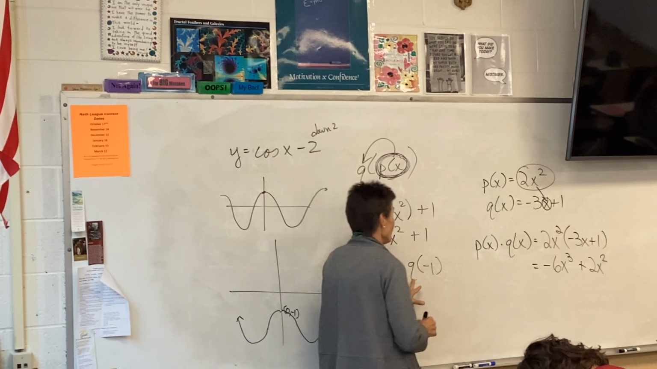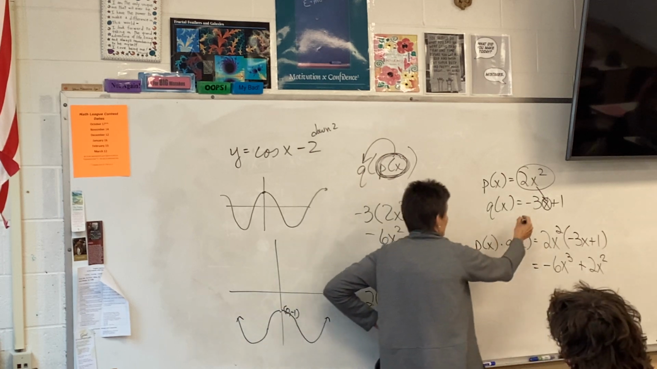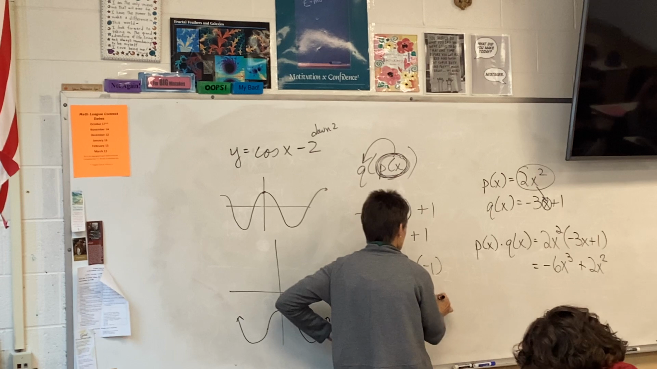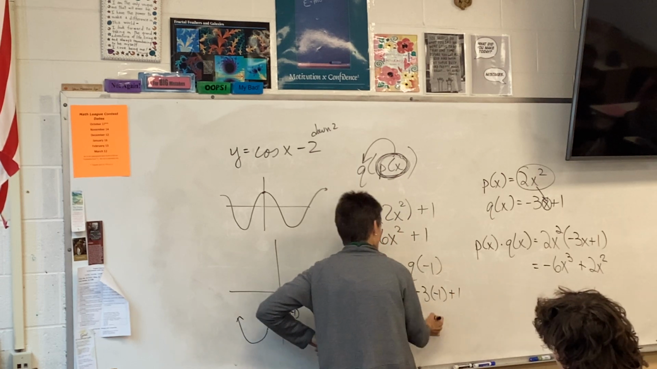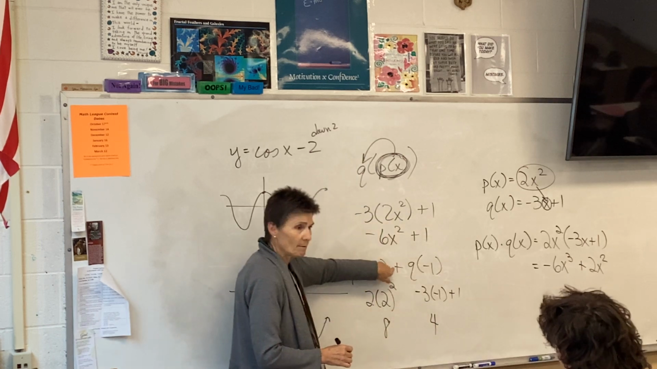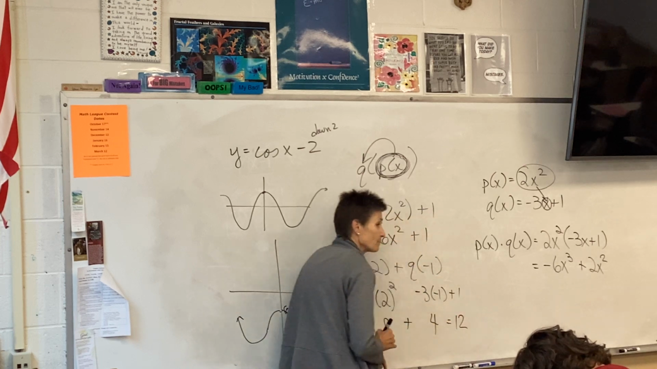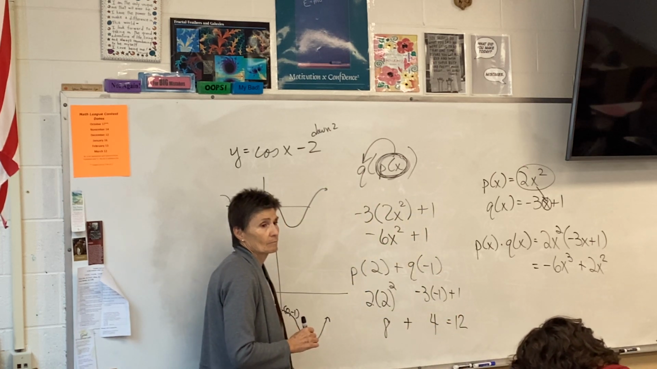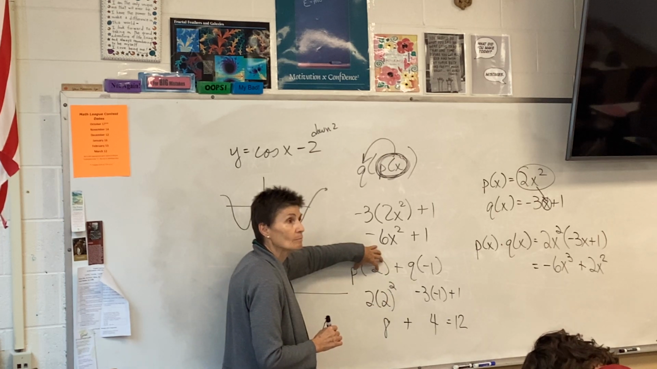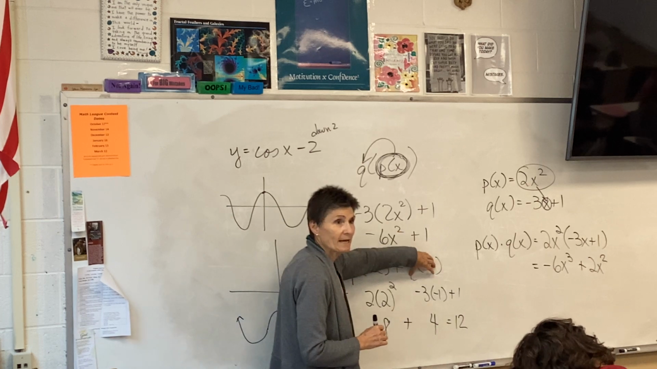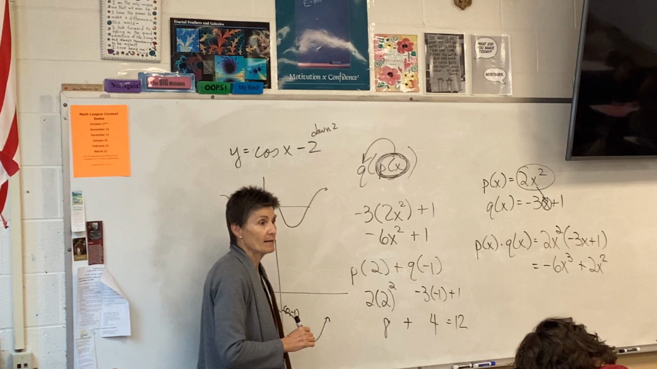How about this one, Q of -1? So I'm gonna put it right there, so that's gonna be -3 times -1 plus 1, so it's just 4. And then in this problem, it says add them, so it's 12. So the answer is 12. So we're gonna find P of 2, we're gonna find Q of -1, and then we're gonna add them together because that's what the problem says.